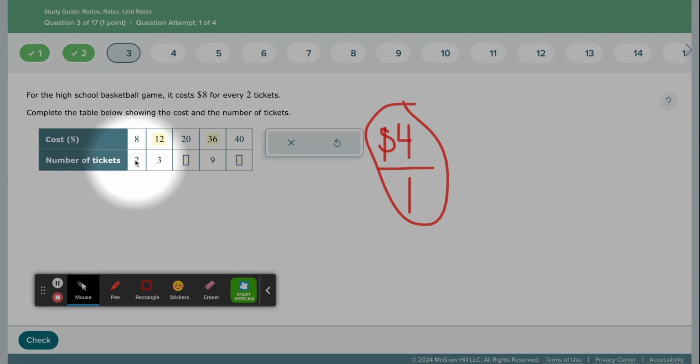2 times 4 is 8. Let's see if that works over here. 3 times 4 is 12. 9 times 4 is 36. So my pattern is my number of tickets times 4 will get me my top answer, right? My cost. So what number times 4 gets me 40?